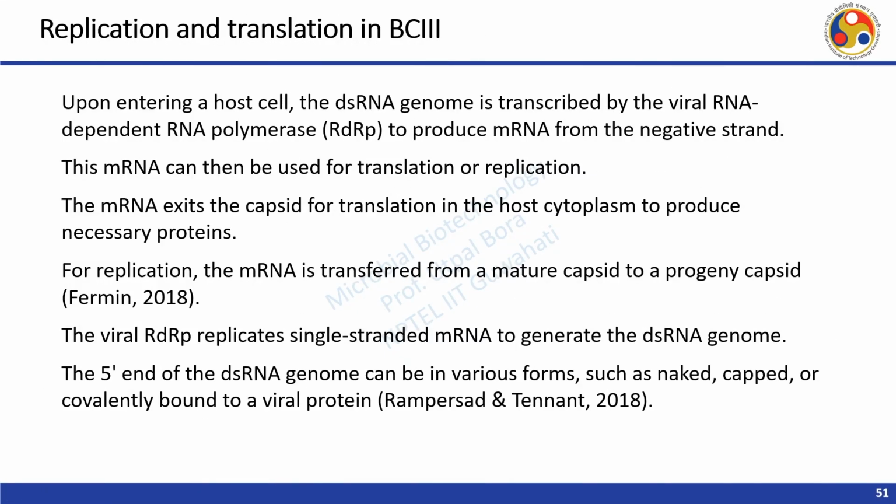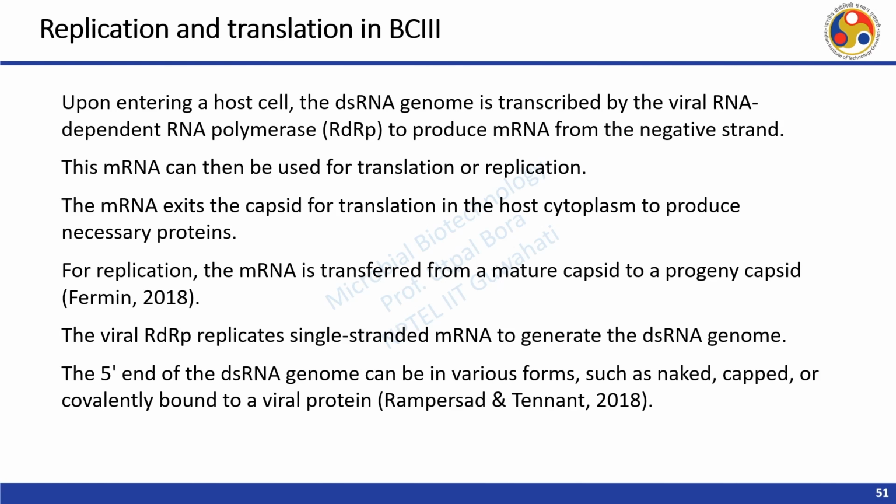How does replication and translation happen in Baltimore class 3 type of viruses? Upon entering a host cell, the double stranded RNA genome is transcribed by the viral RNA dependent RNA polymerase to produce mRNA from the negative strand. This mRNA can then be used for translation or replication. The mRNA exits the capsid for translation in the host cytoplasm to produce necessary proteins.